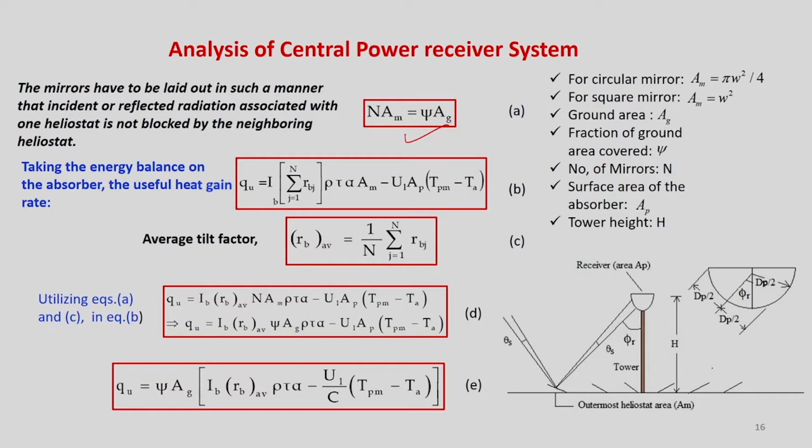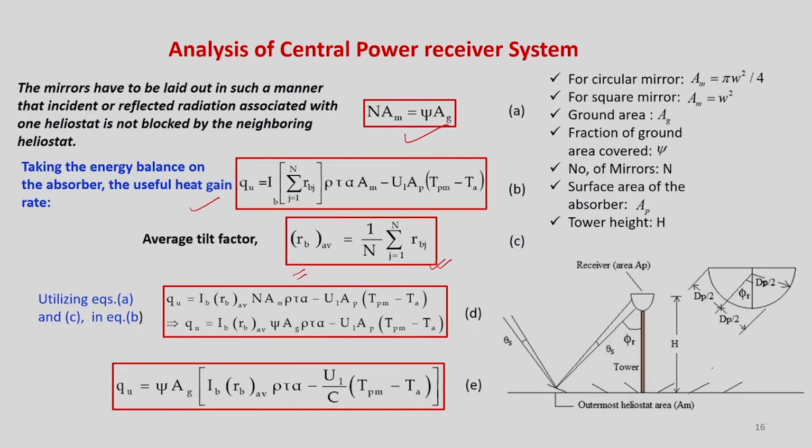Now, if we are interested to develop the energy balance on the absorber, then we need to develop this kind of expression, right. So, we want the useful heat gain. Q is the amount of energy which is received by the receiver minus losses. Okay. So, this part, the summation of j equal to 1 to n of r b j, is nothing but the average tilt factor. Okay. So, if we have to write the average tilt factor, then it will be 1 by n times the summation of this r b j, right.